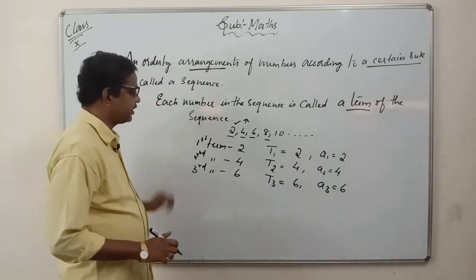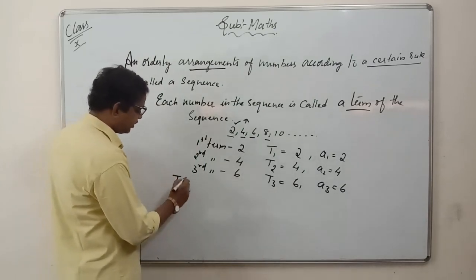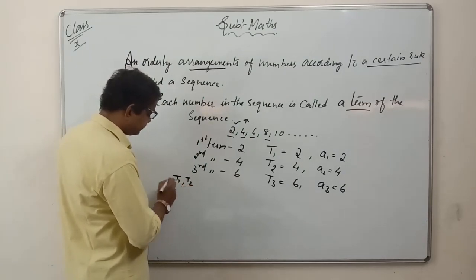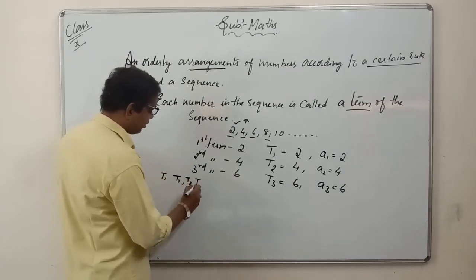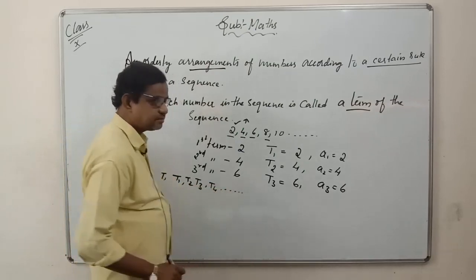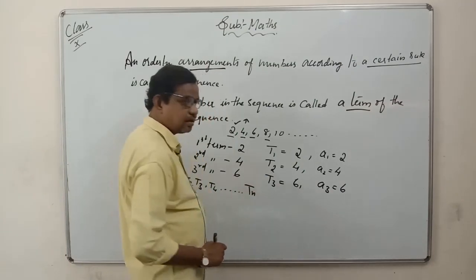For example, if I take the sequence here, T1, T2, T3, T4, which will be the last term? Generally we use the word nth term. Tn will be the last term.